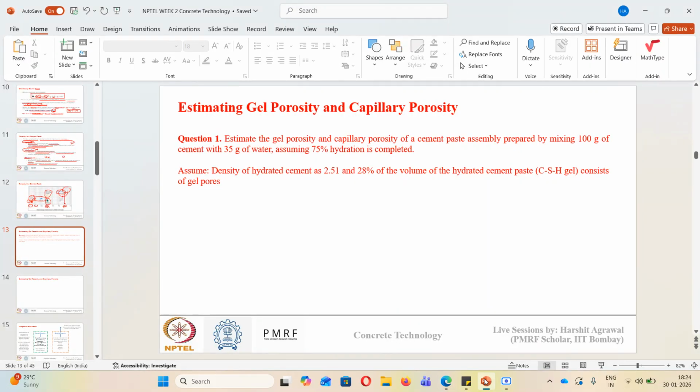Okay, has anyone tried to do the calculation? Can anyone tell me the answer for gel porosity? How much did they get?